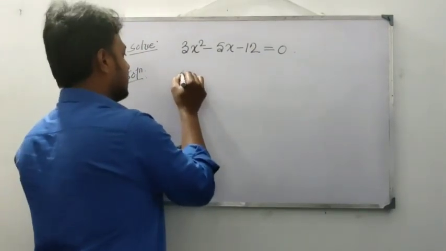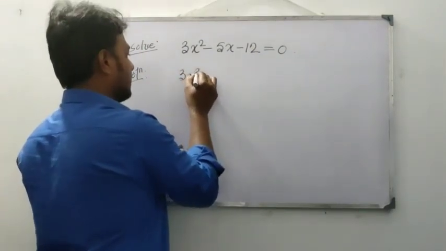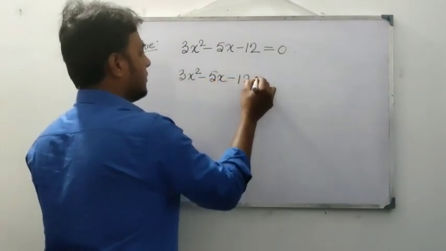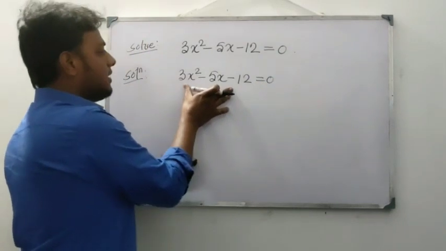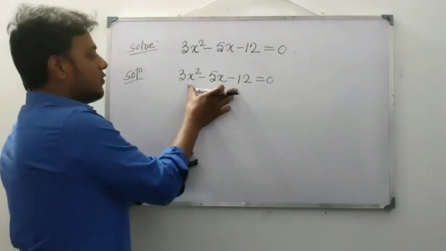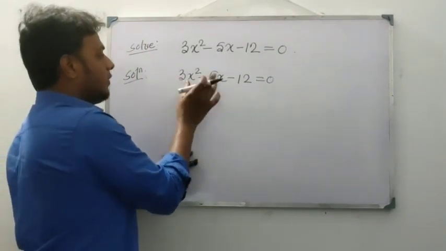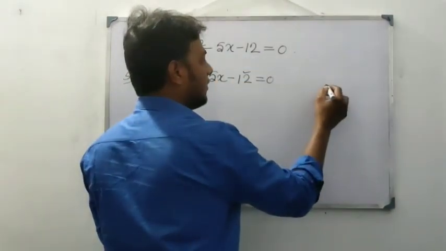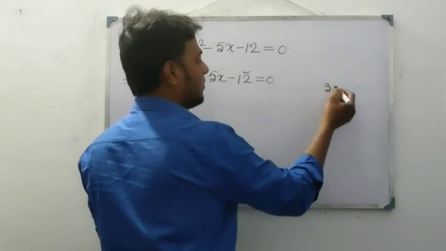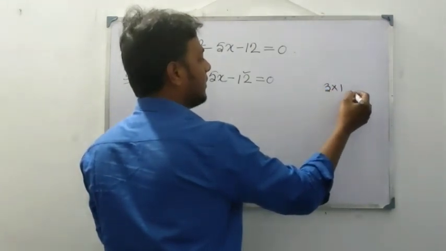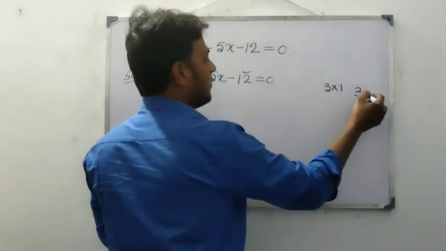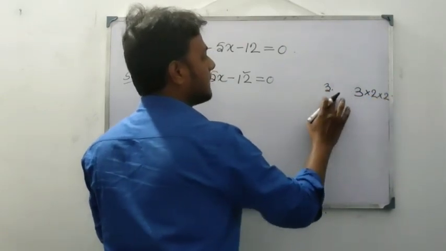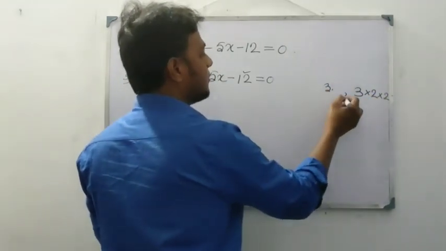3x square minus 5x minus 12 equals 0. So we have to factorize it. That means middle term factorization. So for the middle term factorization, we have to consider the extremities, this 3 and this 12. The factor of 3 is only 3 into 1. And 12 is 3 into 2 into 2. So total factors are 3, 3, 2, 2.